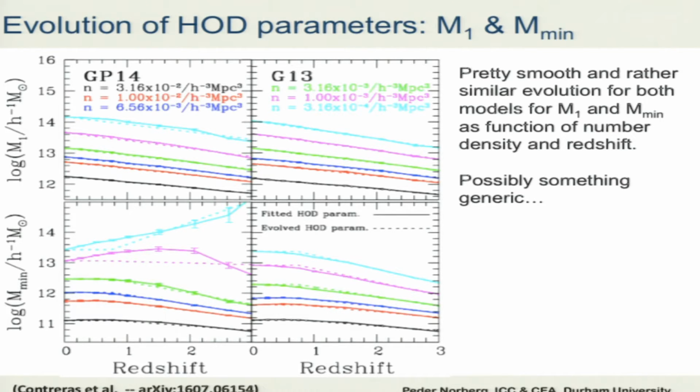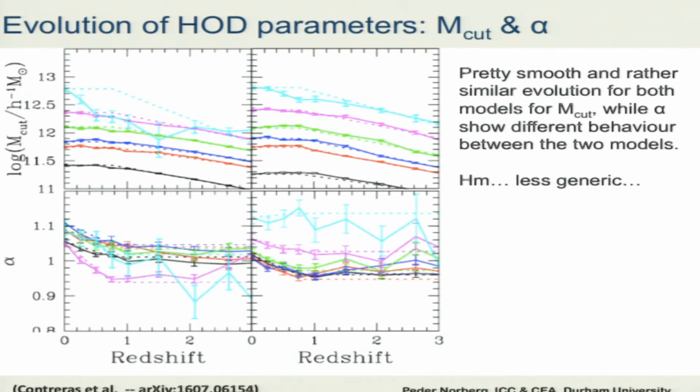For M min, the minimum mass in which you will put a galaxy, it is also kind of similar, but at the highest and lowest number densities there seem to be some differences. Otherwise, the trends are pretty similar. So you might have something generic here, because these are two completely different galaxy formation models, and they have only been tuned to reproduce redshift 0 data. There is physics in them, so you would hope the physics is making sense. It doesn't need to be right. I'm not saying that they are right in any way, but it's interesting that two different models have similar trends for M1 and M min.